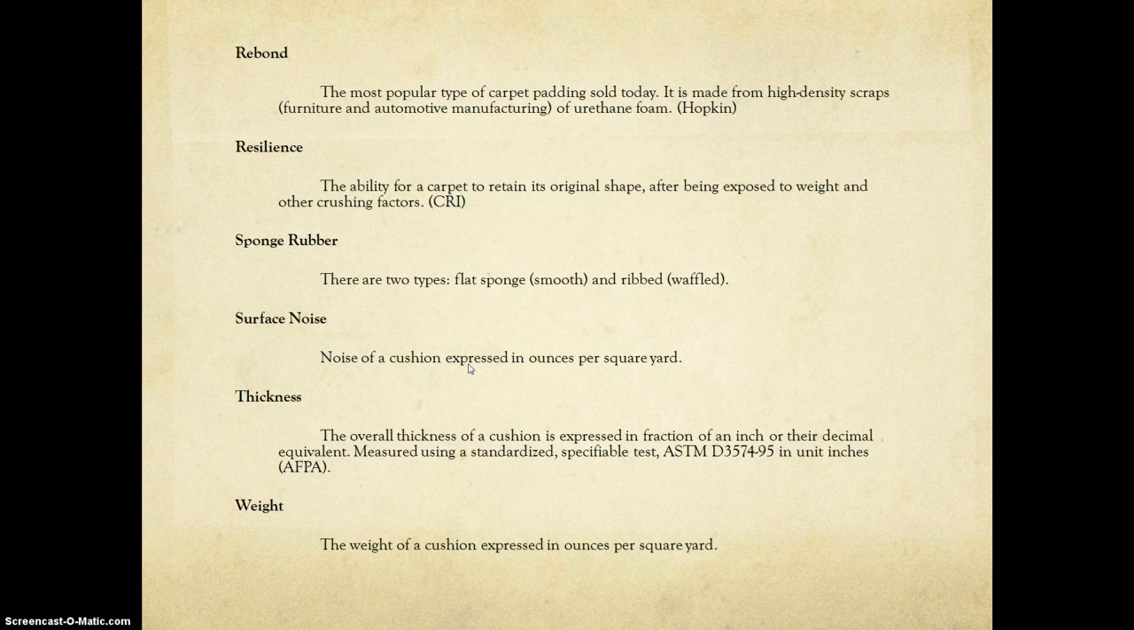Thickness: the overall thickness of a cushion is expressed in fractions of an inch or their decimal equivalent, measured using a standardized specific test, which is ASTM D3574-95, in units of inches. Last but not least, weight. The weight of the cushion is expressed in ounces per yard.